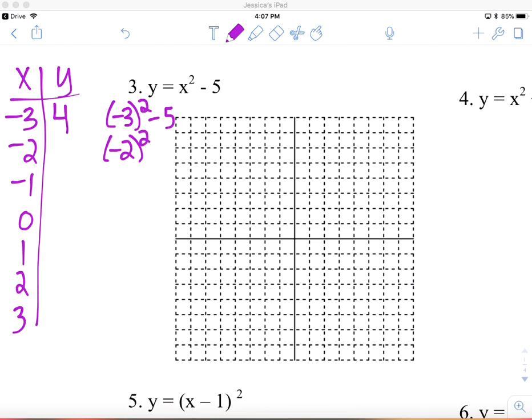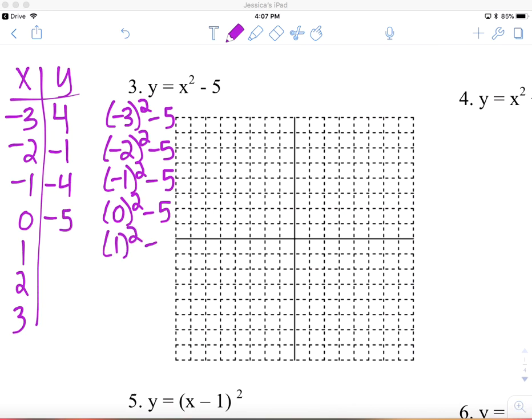-2 squared is 4. 4 minus 5 now gives me -1. -1 squared is 1. 1 minus 5 gives me -4. 0 squared minus 5 is -5. 1 squared minus 5 is -4. And so on. We get -1 and 4. Let's see what this looks like when we plot our points.